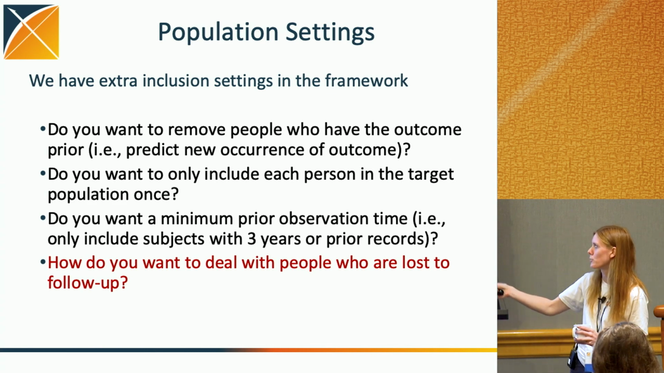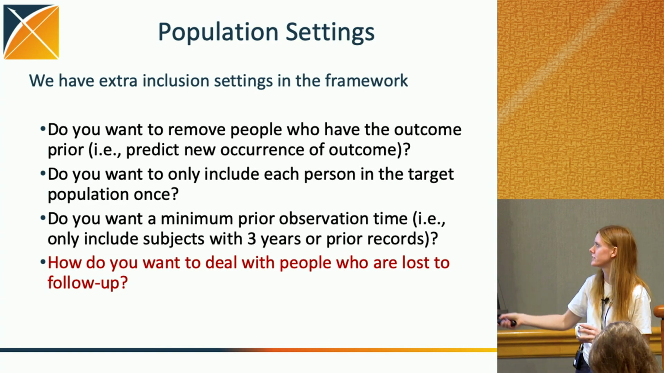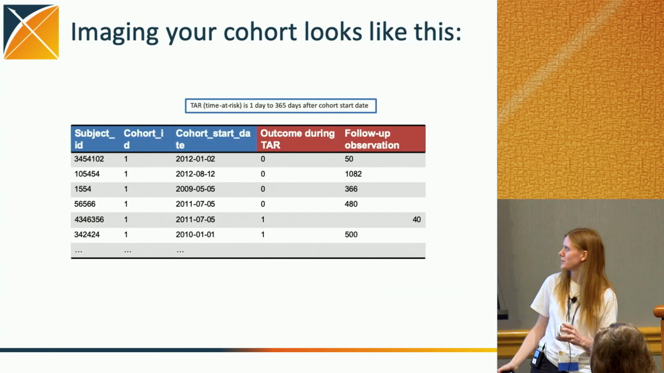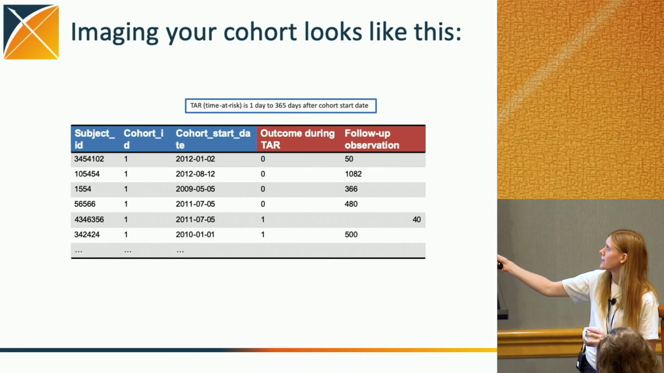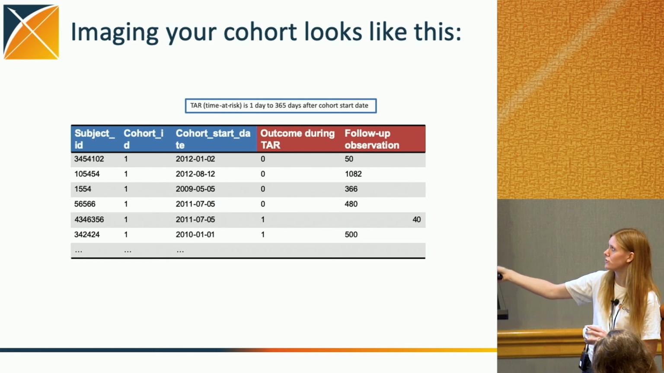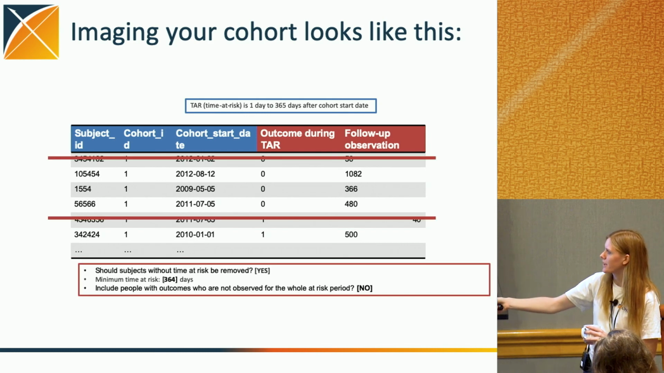So this is actually a problem that we're trying to look at as a best practice, so I can give you some insight into that. But here are some options of how you can deal with it. Say their follow-up is 50 days, 182, 366, 480, 40, and 500. You might have to say, okay, should subjects with time at risk be removed? Yes.